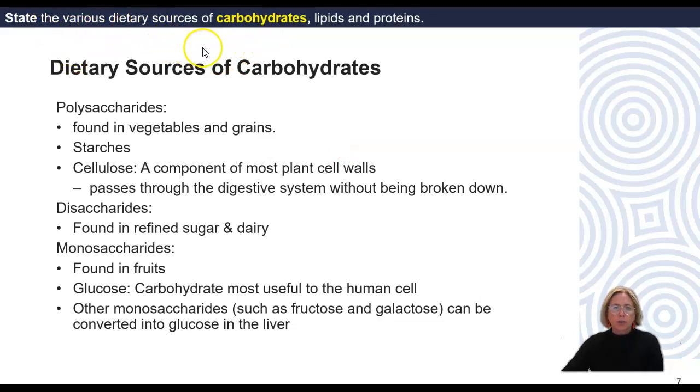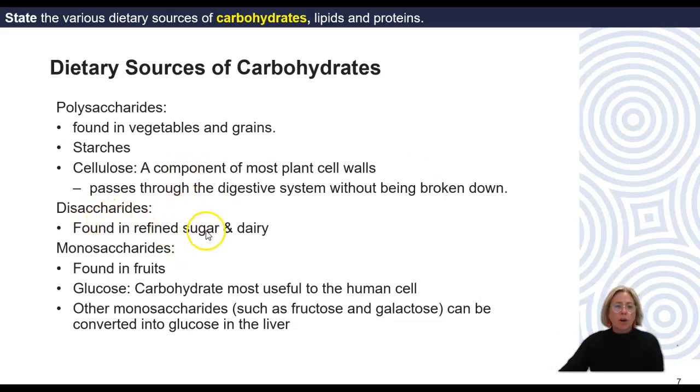Okay, so we're going to move on to look at carbohydrates and be able to state the various dietary sources of carbohydrates. Polysaccharides are complex carbohydrates that need to be broken down into simpler carbohydrates before they are absorbed. Polysaccharides are found in vegetables and grains. Starches are found in things like bread and pasta. And cellulose is a carbohydrate that's a component of most plant cells, and it passes through the digestive system without being broken down. But it does still have an important role to play in the digestive system because it adds bulk to feces and keeps the whole digestive process moving.